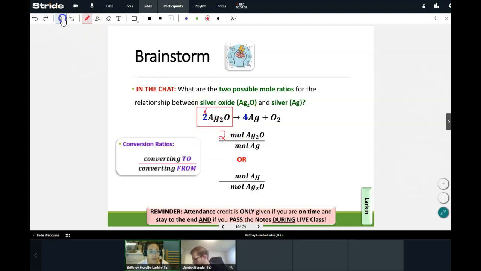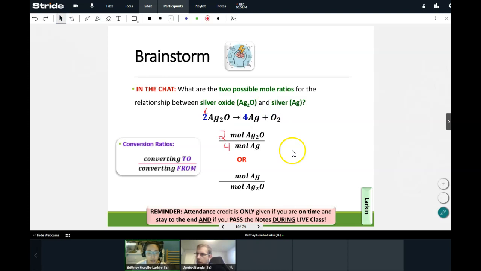And how many moles of silver then do you see in our equation? Taking a look up here, take a look at its coefficient. Yeah, absolutely. Yes, we should see 4 right here.